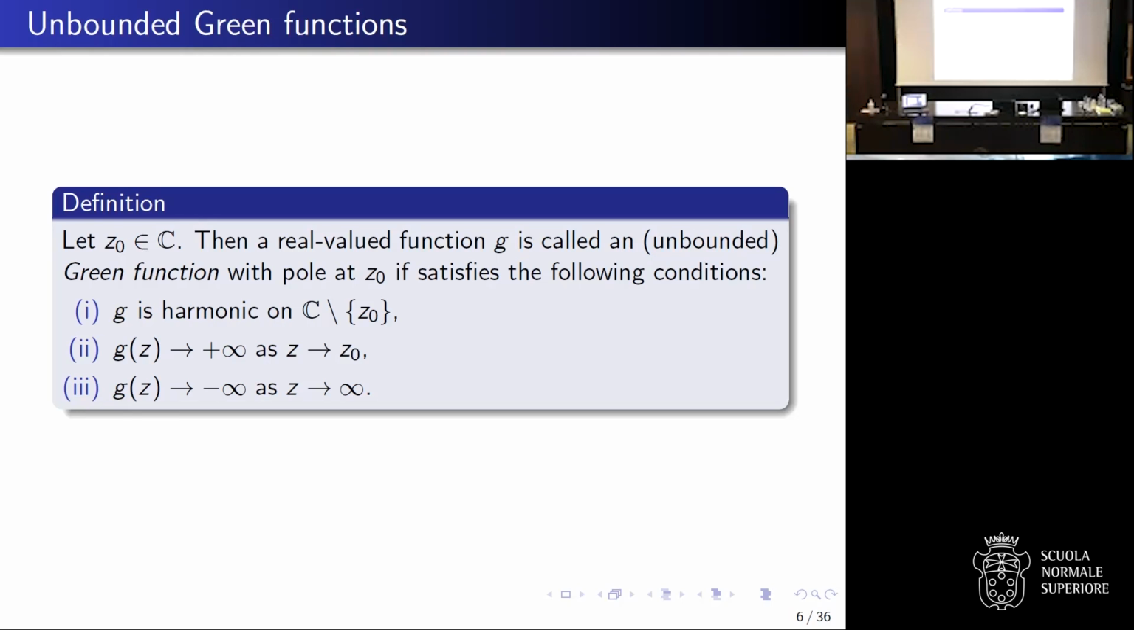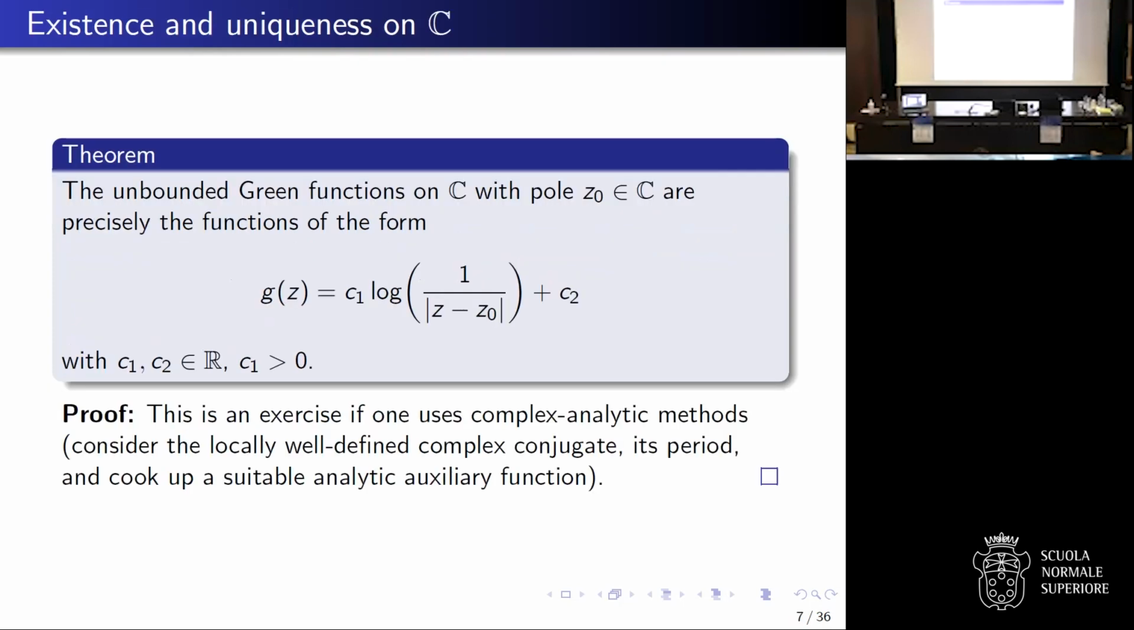Okay. And well, if you think about this for a little bit, then you can show this theorem here, namely, unbounded Green functions of this type are exactly essentially logarithms up to scaling and addition of some kind of constant. Right? So the proof is actually kind of a nice exercise, of the level of, I would say, a moderately difficult qual-type problem. So in the complex plane, you can use complex analytic methods.